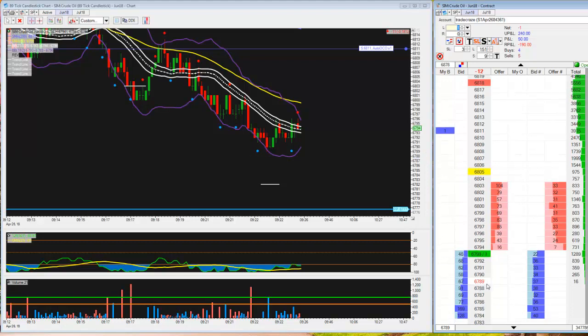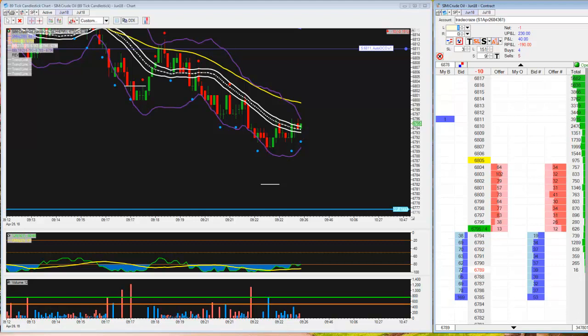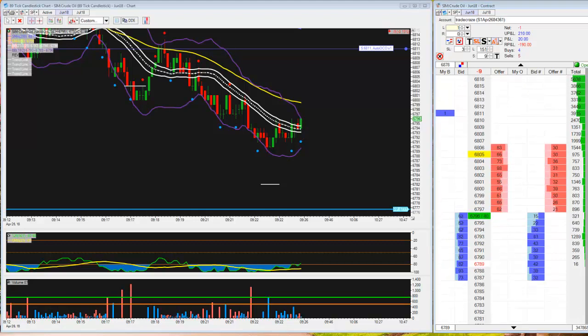So we broke the low by how many ticks there? 6, 7? 7.